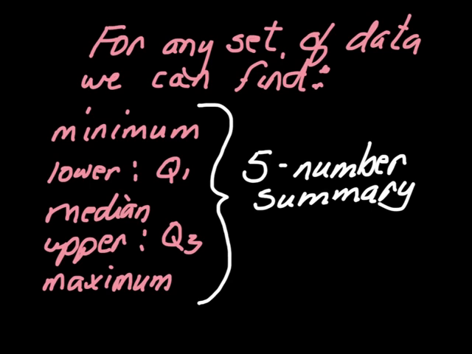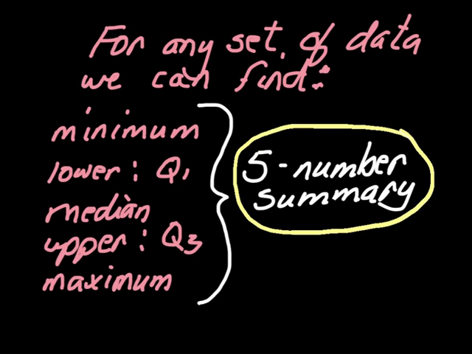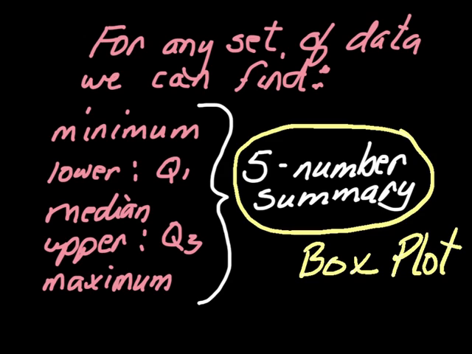Alrighty. So for any set of data, we can find then the minimum, the smallest value, the lower quartile, quartile 1, the median, or quartile 2, the upper quartile, or quartile 3, and the maximum. And you will see this is called then the 5-number summary. And with a 5-number summary, we can then create a picture of the data. And that picture is going to be called a box plot, sometimes called a box and whisker plot, etc. And I'm going to show you how to make one right now.